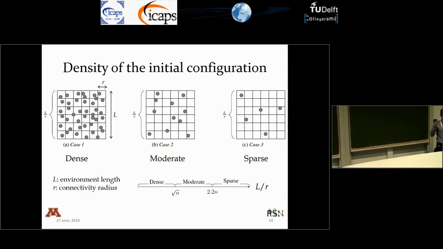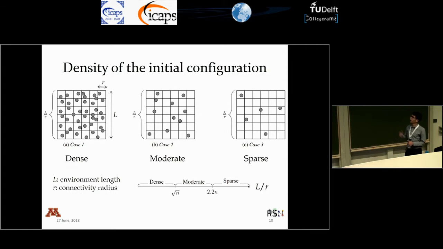We first place a grid on the environment. So each grid cell has side length R, and there are L by R columns and rows in the grid. So if the number of cells in this grid is smaller than the number of robots, then we are in the dense configurations. And if the number of columns is more than the number of robots, then the configuration is said to be sparse. The density level in between dense and sparse configuration is considered to be a moderate configuration.